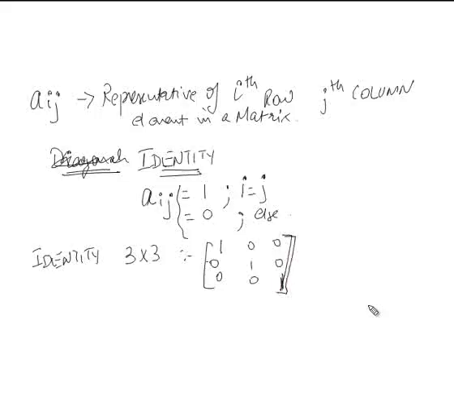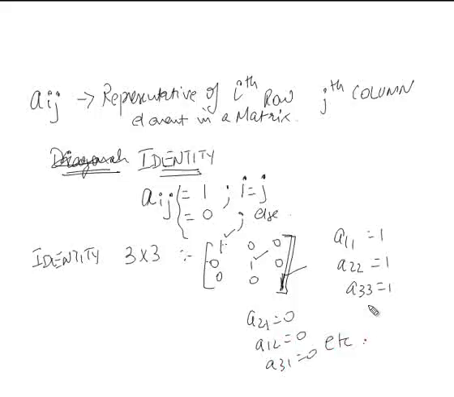This is how the matrix looks. First row, first column is 1. Correct? Second row, second column is 1. Third row, third column is 1. Correct? So A11 equal to 1, A22 equal to 1, A33 equal to 1, A21 is 0, A12 is 0, A31 is 0, etc. So this is what I wrote here, right?